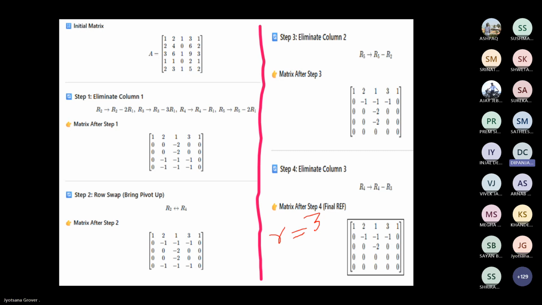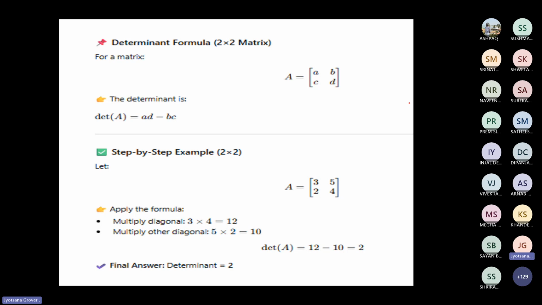Now, I have one question here. Regardless of whatever operations we do, will we end up with the same final REF, or can we end up with a different REF? No, REF may not be unique. RREF is unique, but REF is not unique. Now let's look at some determinants.